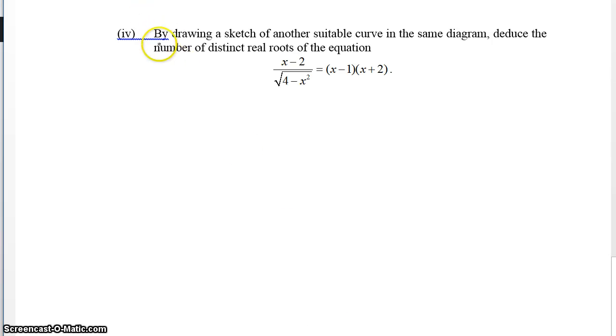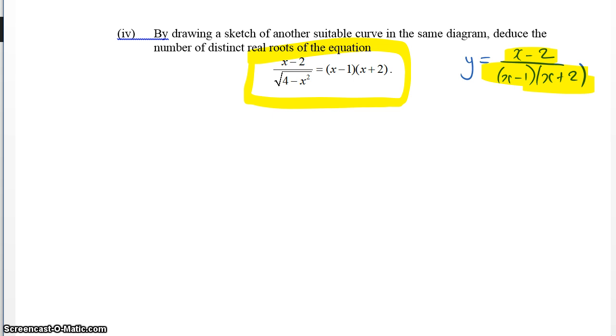The last part tells us, by drawing a sketch of another suitable curve in the same diagram, deduce the number of distinct real roots for the equation (x minus 2) over the square root of 4 minus x squared is equal to (x minus 1)(x plus 2). So if you recall, what I've already drawn is y is equal to (x minus 2) over (x minus 1)(x plus 2), right? So what I'm going to try and do is see, can I get that expression to appear somewhere out of this equation?